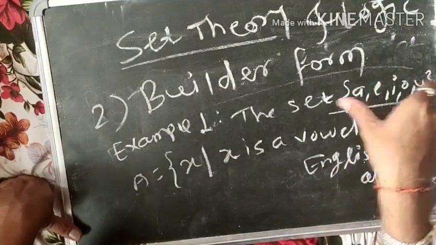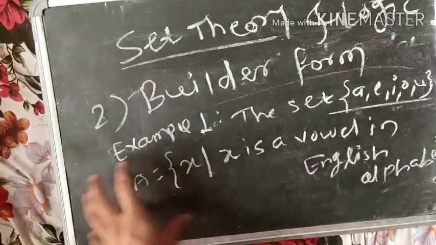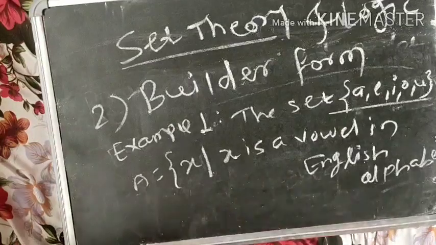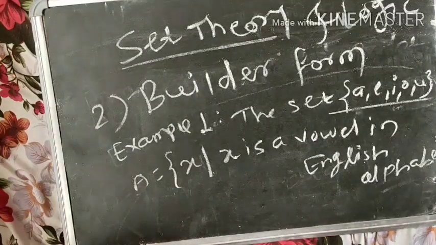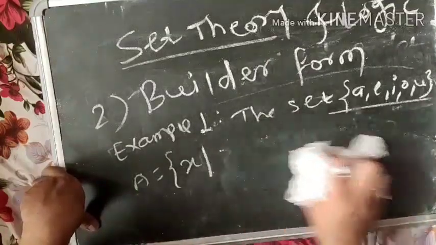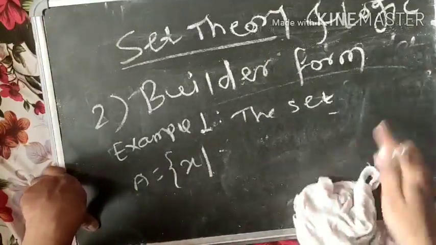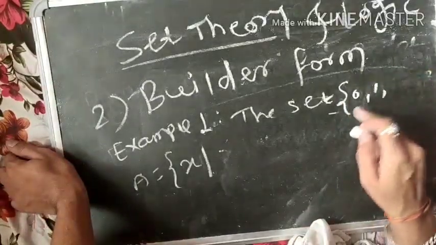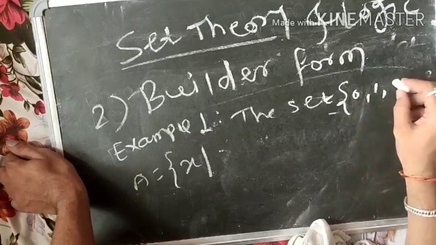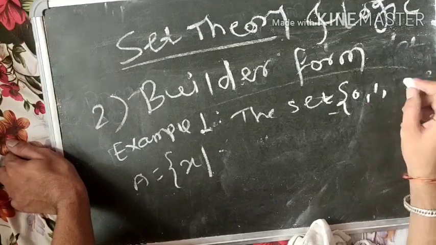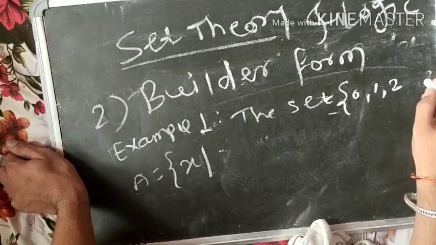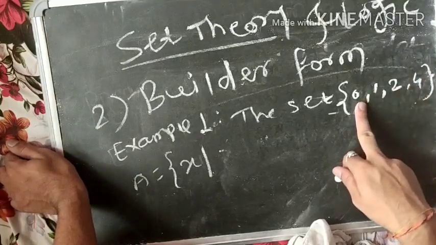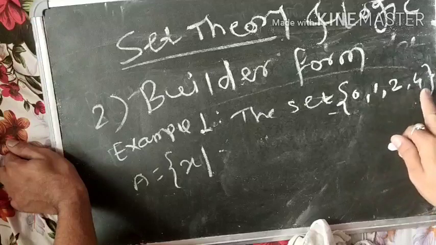So builder form means descriptive form. It is also called a descriptive form. Suppose, for example, the set contains even numbers less than 5, meaning 0, 2, 4. There are a total of 3 even numbers which are less than 5.